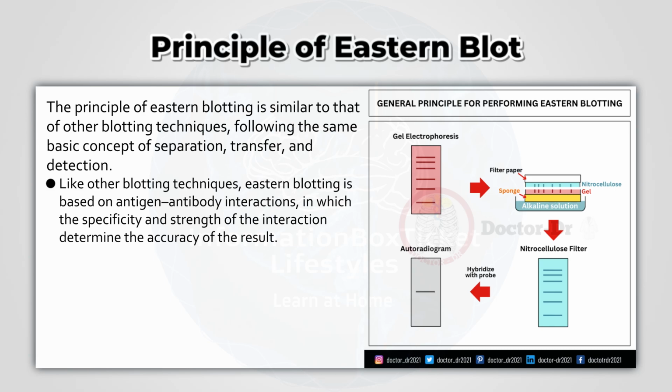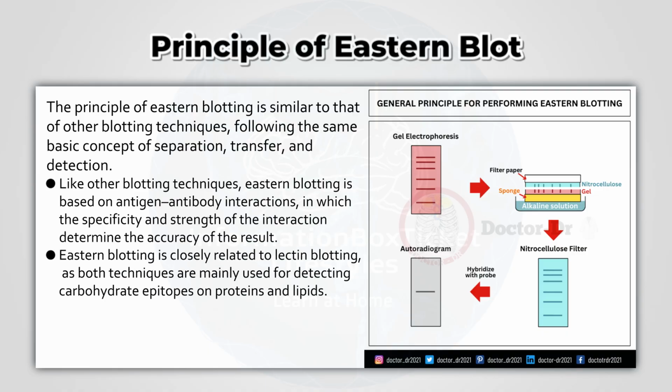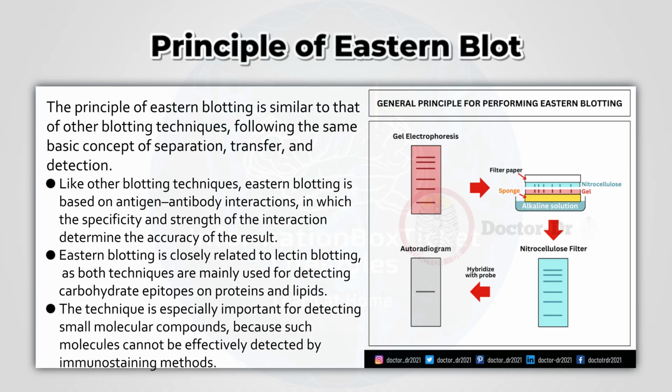Like other blotting techniques, Eastern blotting is based on antigen-antibody interactions, in which the specificity and strength of the interaction determine the accuracy of the result. Eastern blotting is closely related to lectin blotting, as both techniques are mainly used for detecting carbohydrate epitopes on proteins and lipids. The technique is especially important for detecting small molecular compounds, because such molecules cannot be effectively detected by immunostaining methods.